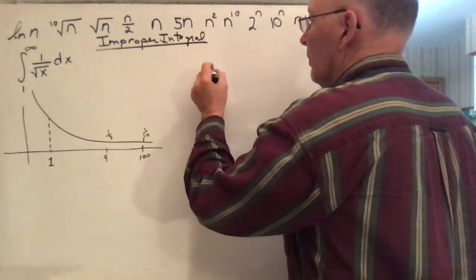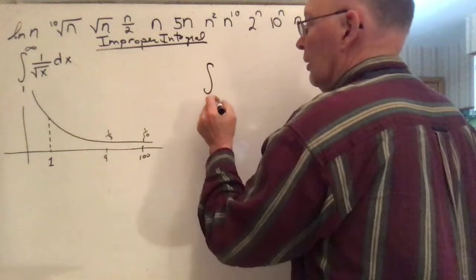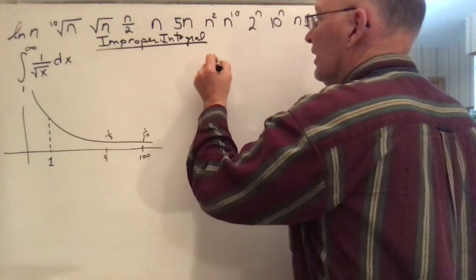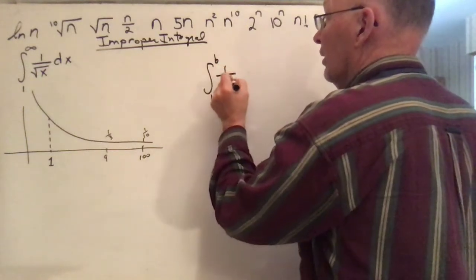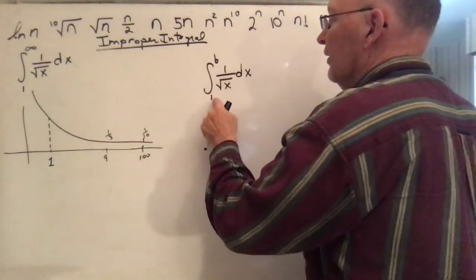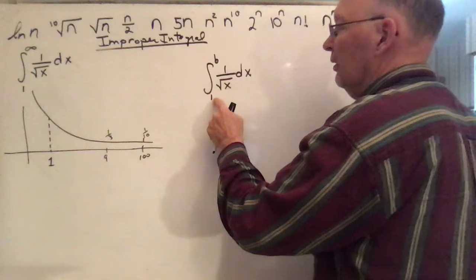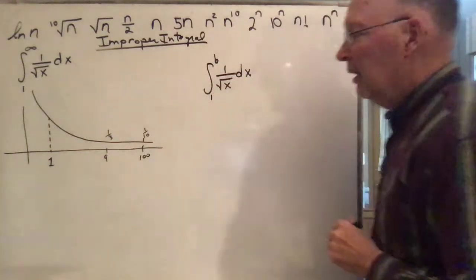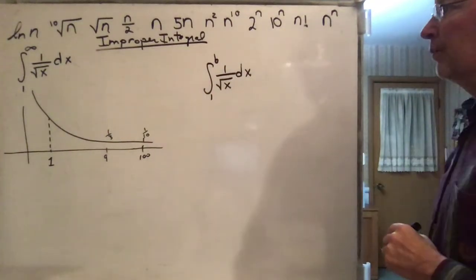We know what the integral from 1 to b would look like, for example. That's well defined. This is a definite integral, the integral from 1 to b. There's no problem with that.